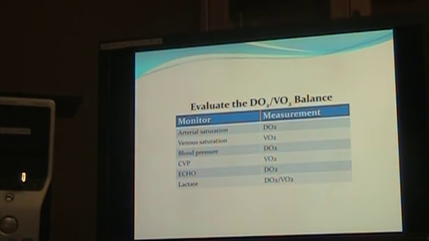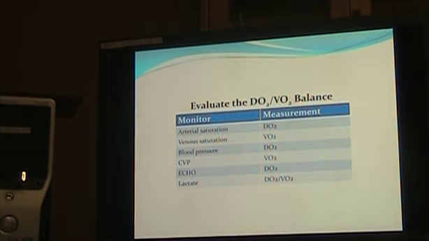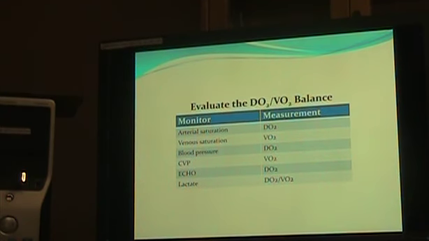One of the things to think about, and as I talked about earlier in this talk, is our delivery of oxygen and our oxygen consumption balance. And there's things here that we can do at bedside to help us discern, is this a delivery problem or is this a consumption problem? And I put those out on a chart for you to consider.